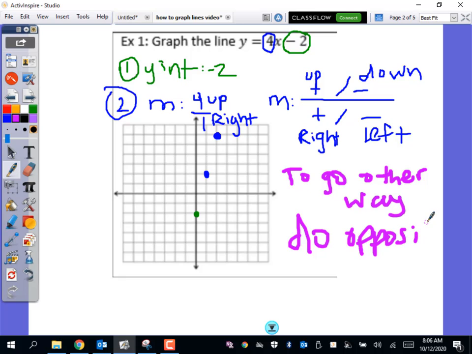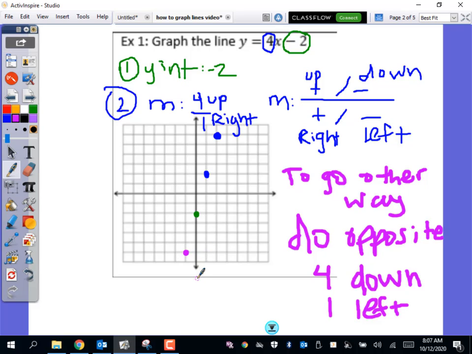Okay, so I was going up 4, 1 right. So now I'm going to go 4 down and 1 left. You have to do the opposite of both directions. You can't go 4 down and 1 right again. So I'm going 4 down, 1, 2, 3, 4, and 1 to the left, and I put a dot.